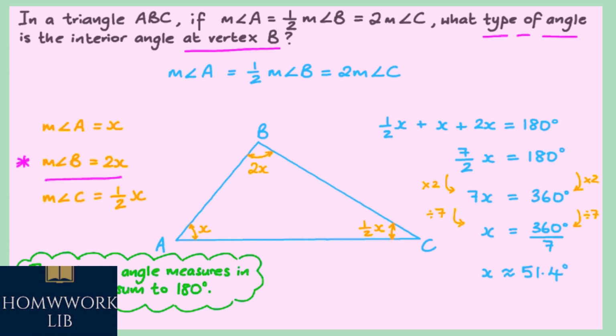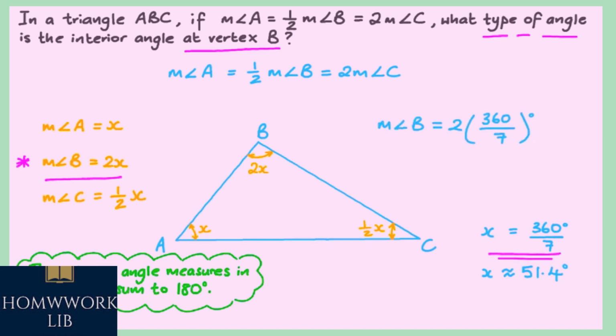We were asked to work out the type of angle at vertex B, and so we first need to find the value of this angle in degrees. We defined this angle to be 2x, and although the level of accuracy doesn't really matter here, it's always best to substitute the most accurate value, which is the fractional value. So we can write that the measure of angle B is equal to 2 times 360 over 7 degrees. This can be simplified to 720 over 7 degrees, or 102.9 degrees approximated to 1 decimal place.